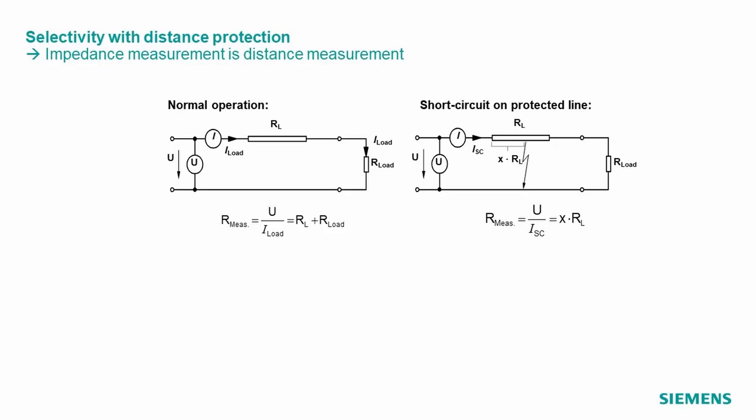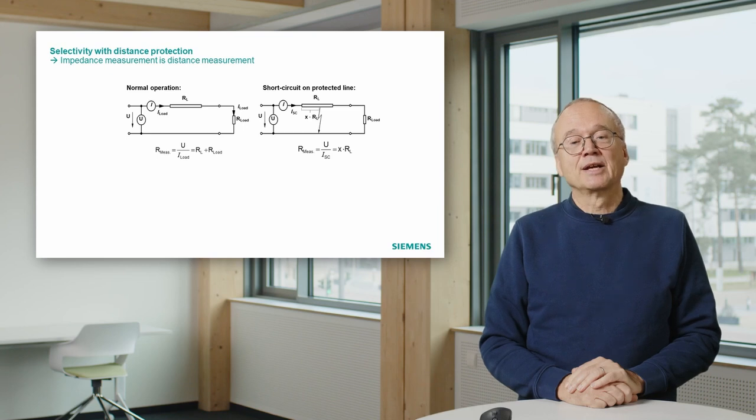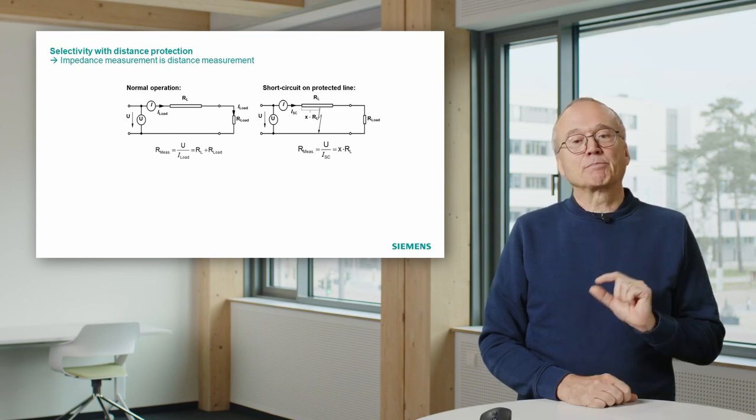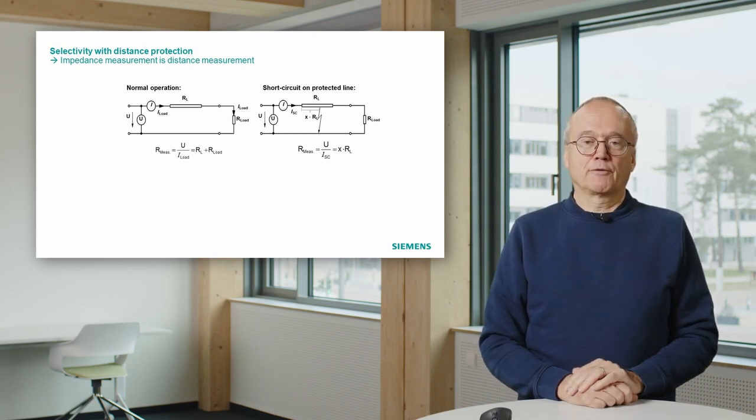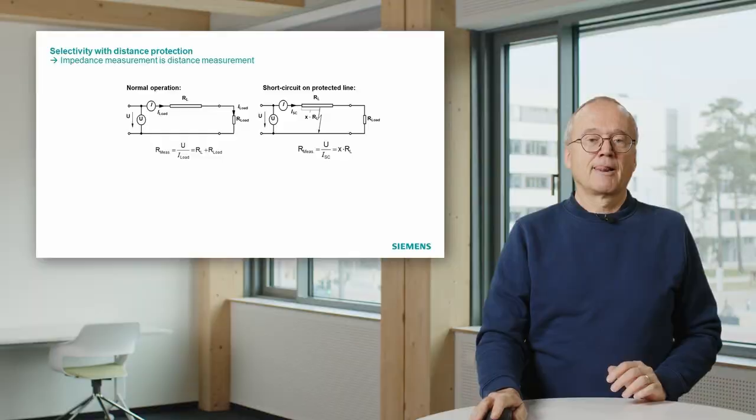If now we have a short circuit on the line, it looks like this. That means we make a short circuit from somewhere on the line to ground. Then we measure a reduced voltage, a high short circuit current, and the result, voltage divided by current, is a percentage X of the line resistance.